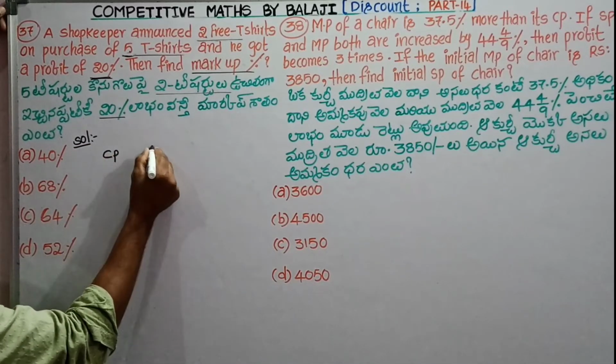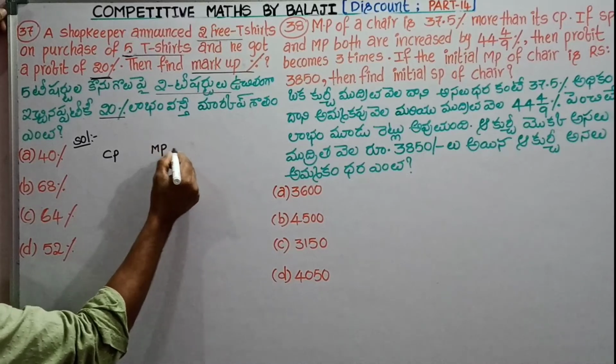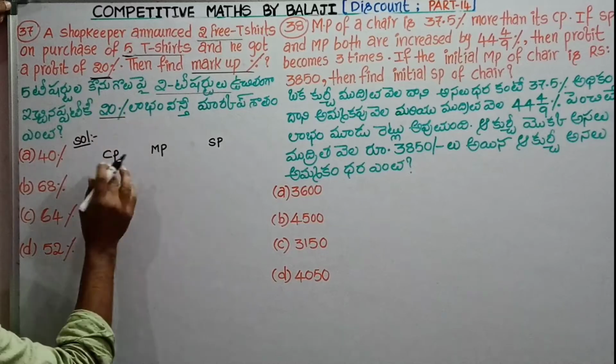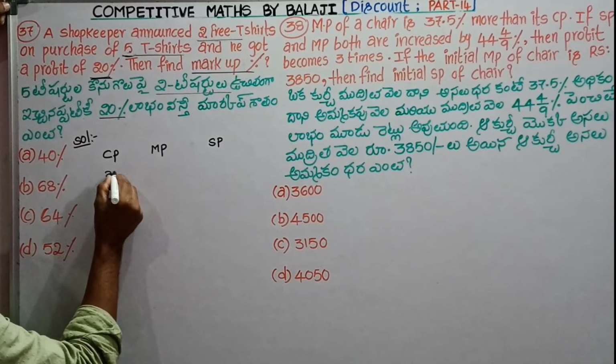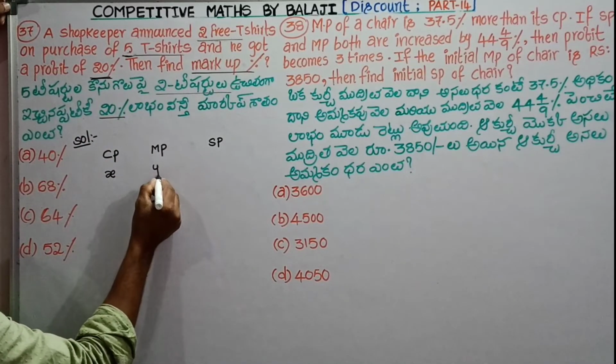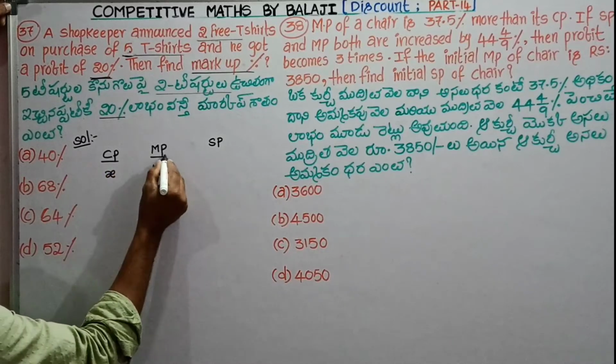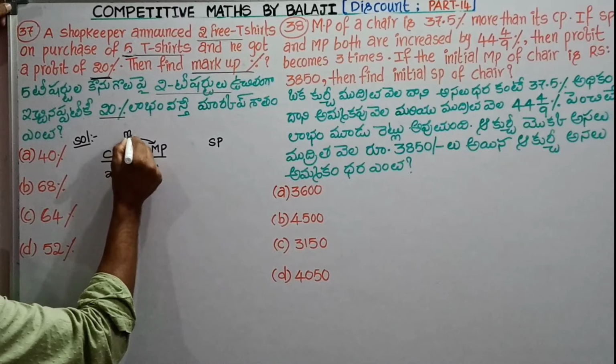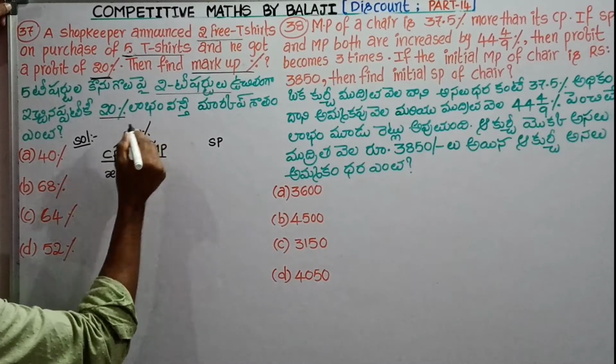Consider the cost price to market price ratio and the market price to selling price ratio. We don't know the cost price to market price ratio here. Suppose the cost price is X, then the market price is Y. The difference between these two is the markup percentage.